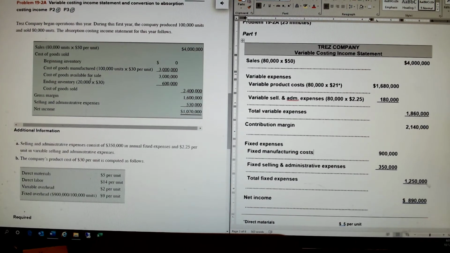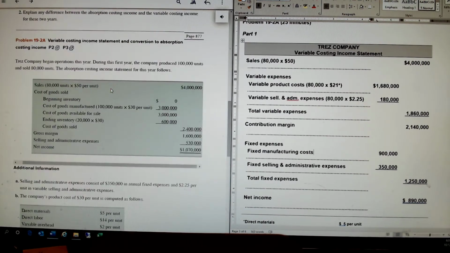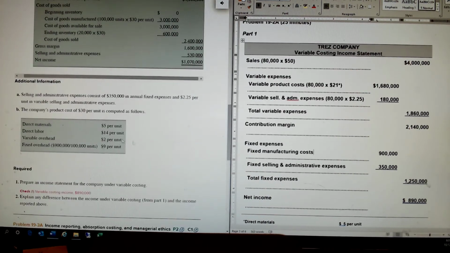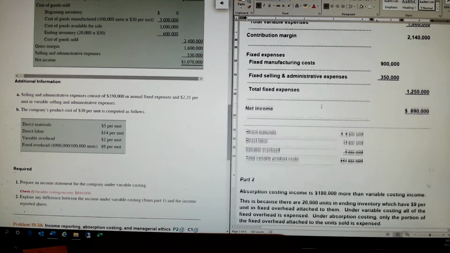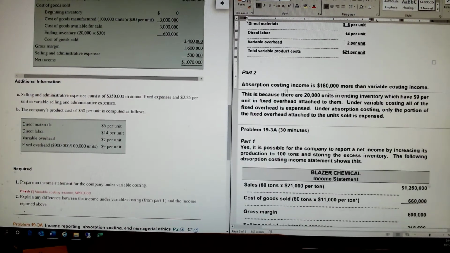And the fixed factory overhead was, oh, now I lost it. Where's the fixed factory overhead? Oh, 900,000. There it is, 900,000. So 20% of that, or $180,000, is still in inventory, in those 20,000 units that are still in inventory. That's the difference between these two, $180,000: the 20,000 units at $9 a piece that are still in inventory. And they explain it here.